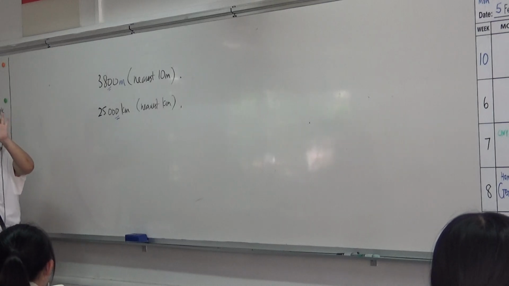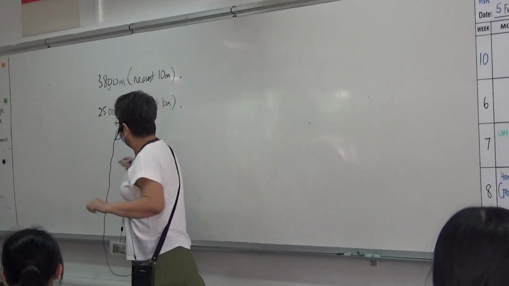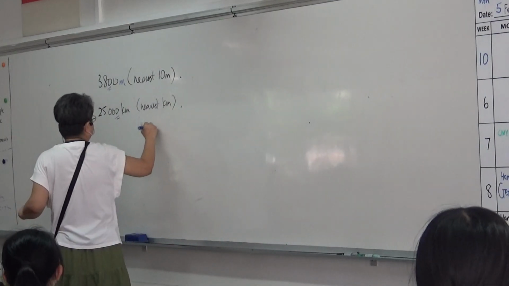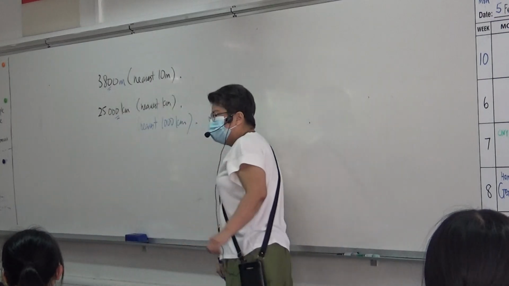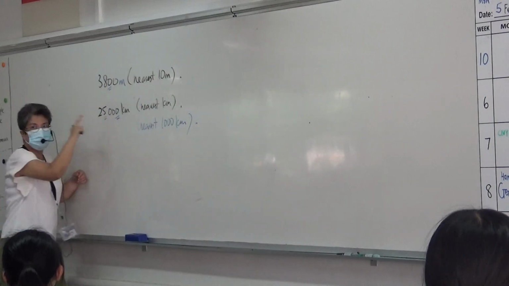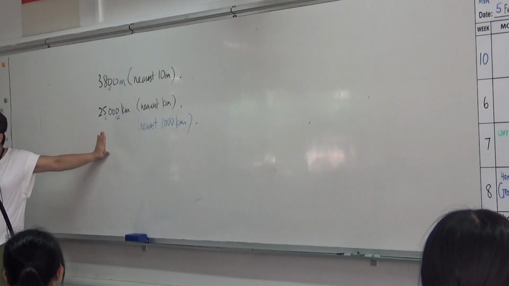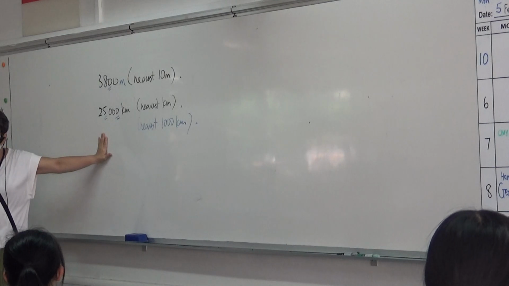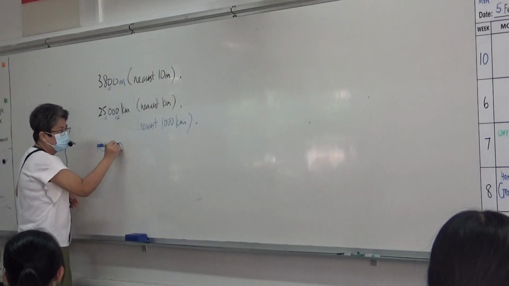Yes or no? Okay, what if I say this is corrected to the nearest 1,000 kilometers? Then how many significant figures? Only 2. Now, can you see that in this particular question here, the zeros can be significant or not significant, depending on my degree of accuracy. Okay, but last question.